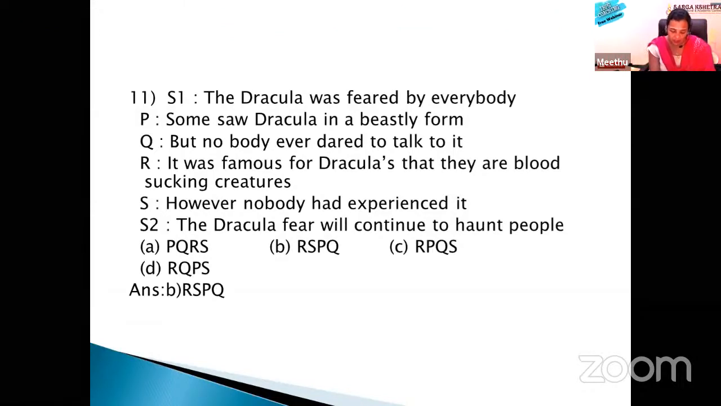That is the first part. It was famous for Dracula that they are blood-sucking creatures. You have to find out which sentence, or which part of the sentence, is in connection with that particular concept. Obviously, it is the very next thing: that however, nobody had experienced it. Since there is an "it", you have to explain what that "it" is for. I hope it is clear.